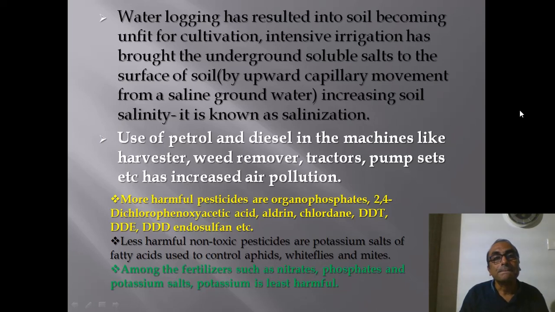Then similarly, if you look at the fertilizers, which usually contain nitrates and phosphates and potassium, they are less harmful, and potassium is the least harmful chemical or fertilizer.